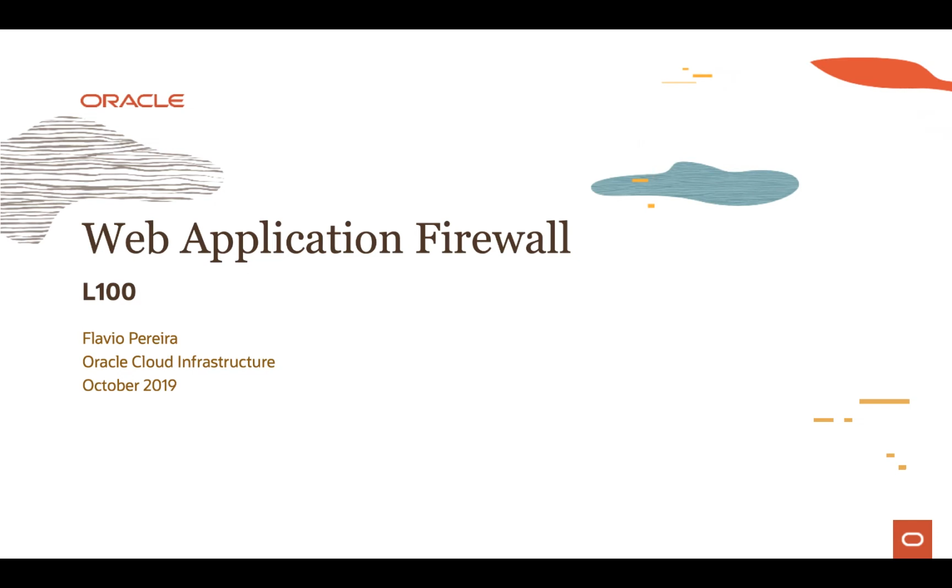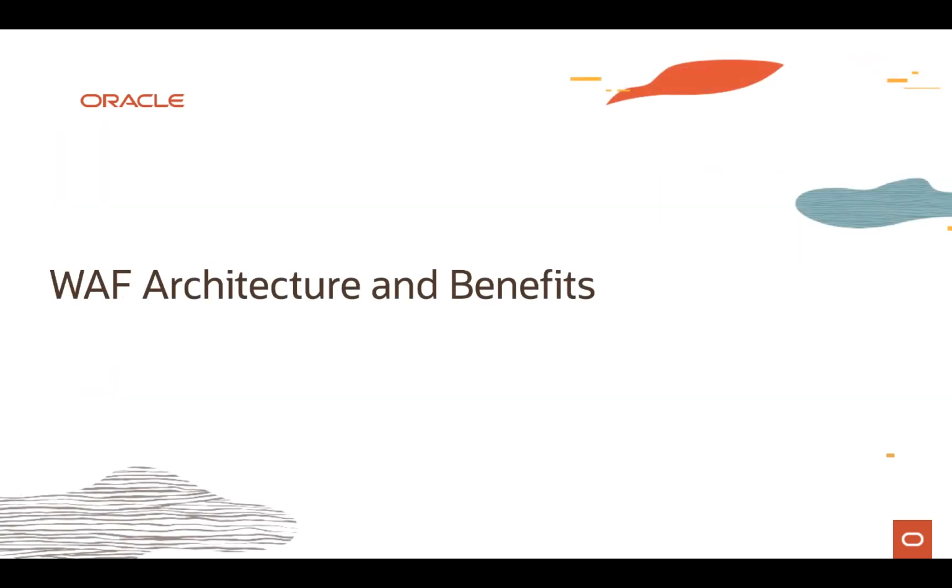This is the lesson 100 level for web application firewall. In this portion, we're going to talk about WAF architectures and some of the benefits of the WAF. In the previous video, I explained some of the concepts of WAF, the rules that you can enable inside of the WAF and how it works. So let's dive a little bit into the architecture. How do you implement WAF and how does it work inside of OCI?